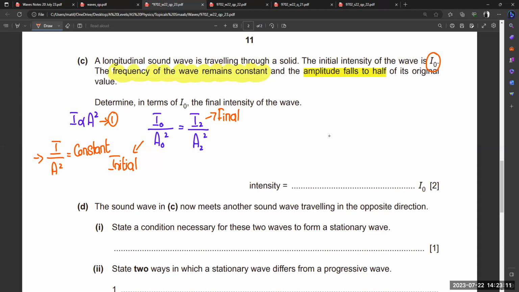Okay. Now what we need to do, we got the concept from the question that the amplitude falls to half from its original value. So we simply proceed by the steps like I naught over A naught square is equal to I2 over half of the original amplitude. So your amplitude will be half, squared, right?